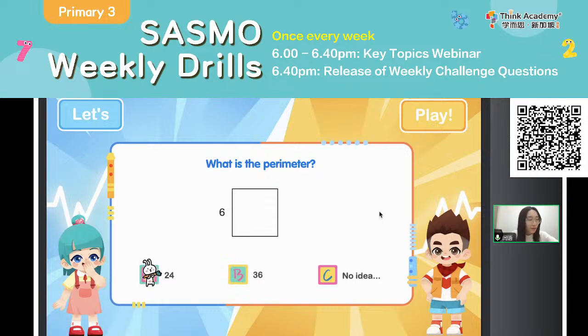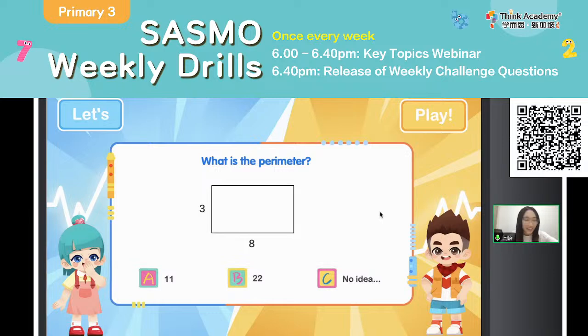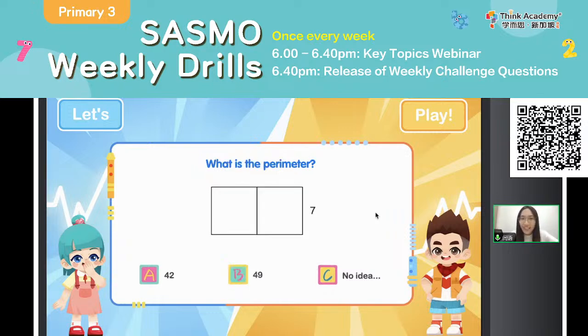Okay, and then following this, what about the next one? Here, what is the perimeter? What is it? Correct. Again, 3 plus 8. Then can we say, okay, my final answer is A? Cannot. What is it? Times 2. So here the answer should be B, 22. Okay, and what about next one?